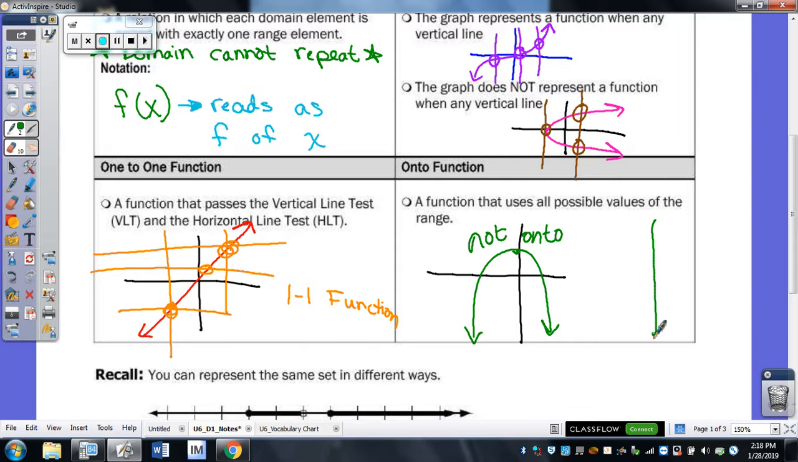However, let's say I had kind of like that one I did up above, my little squiggly there. Will that eventually use every single y value? Yeah, because that's going to keep going up, that's going to keep going down. This one is onto. So a function can be just simply a function. It could be one-to-one, it could be onto, or it could also be both. It could be both one-to-one and onto. So just another way we can categorize our functions.